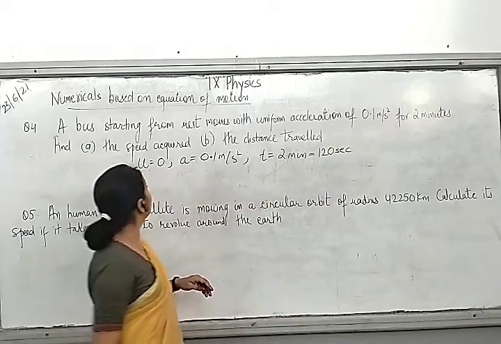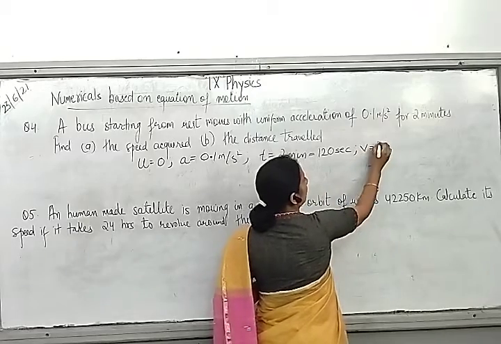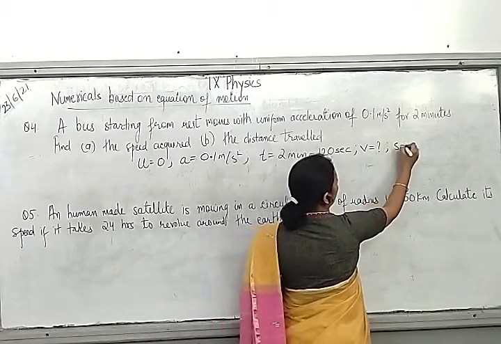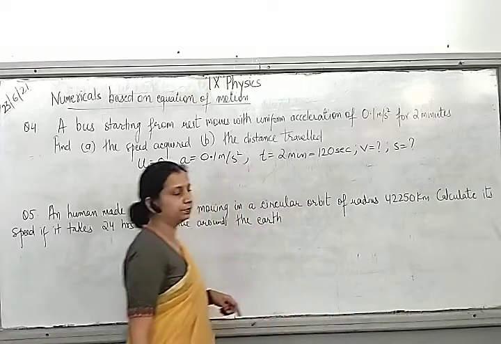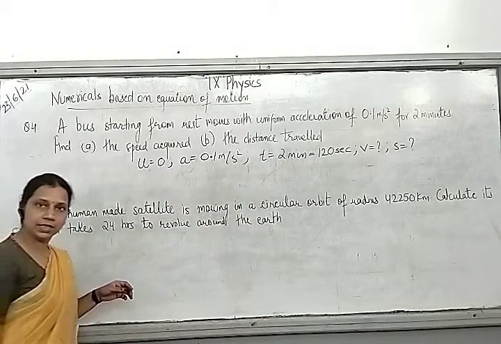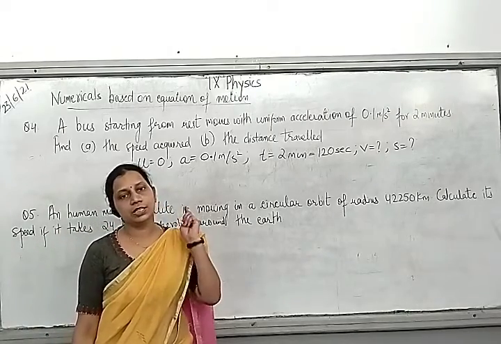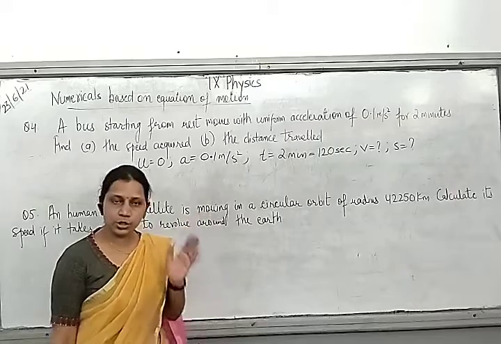So what you have to find is speed acquired. That means you have to find first V, and then distance, that means S. So let's see which equation you can use to find V out of the 3 equations. First equation of motion you can use.